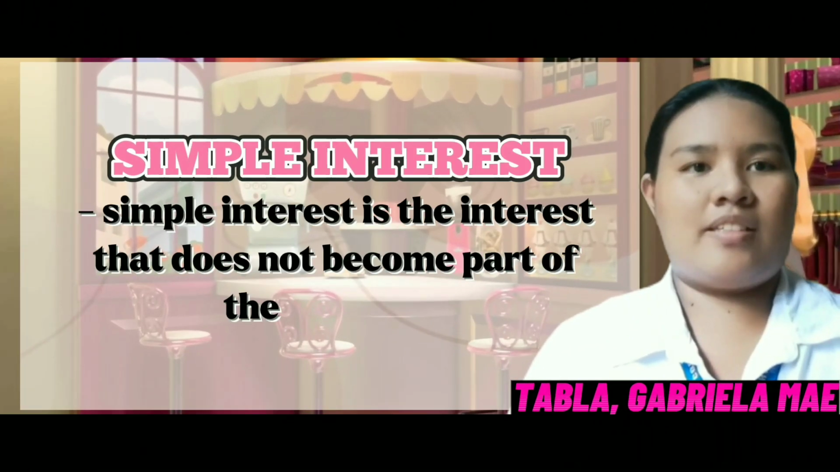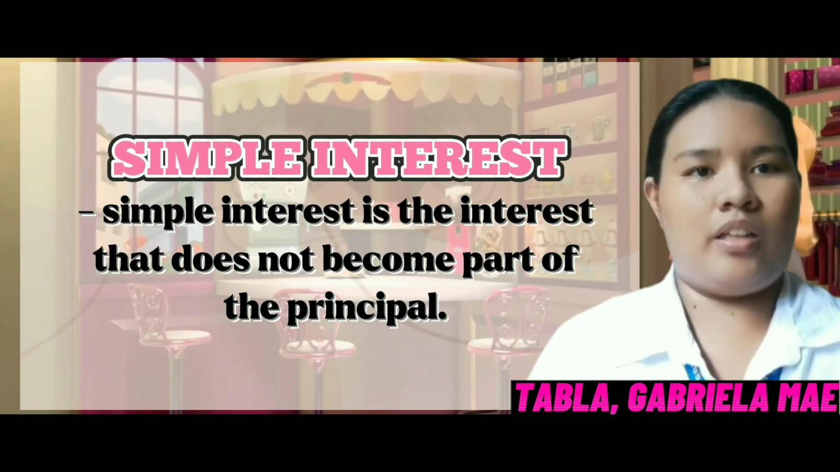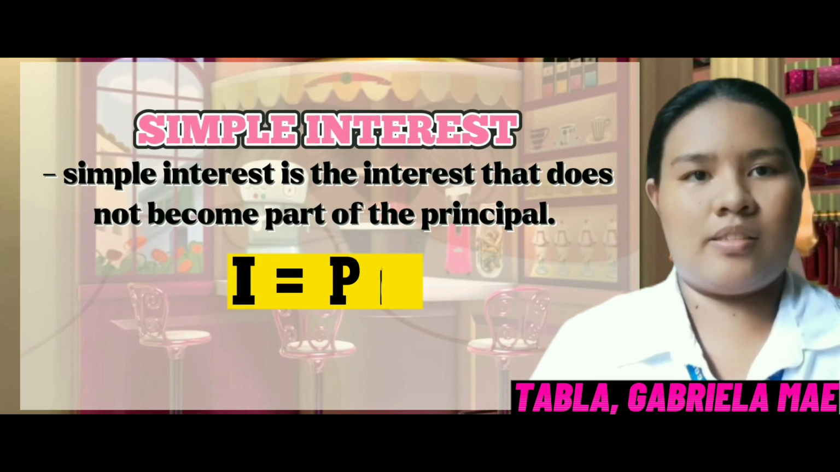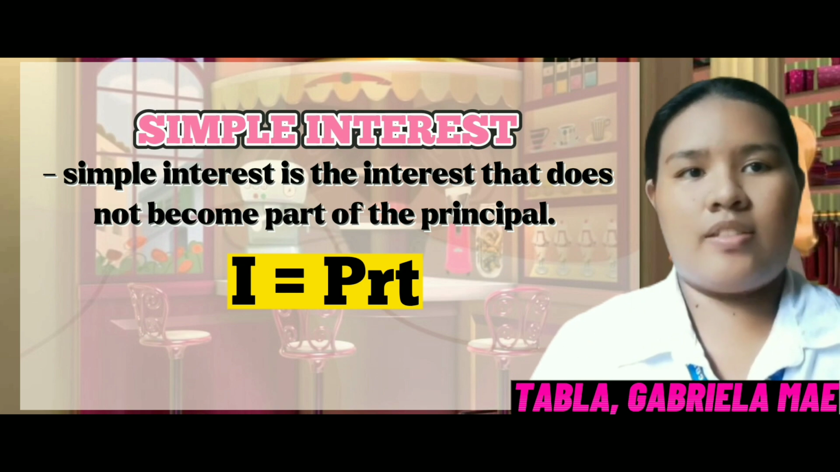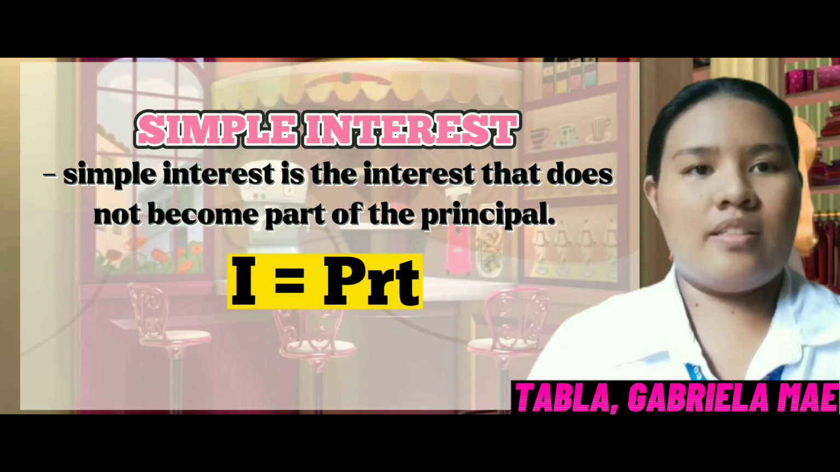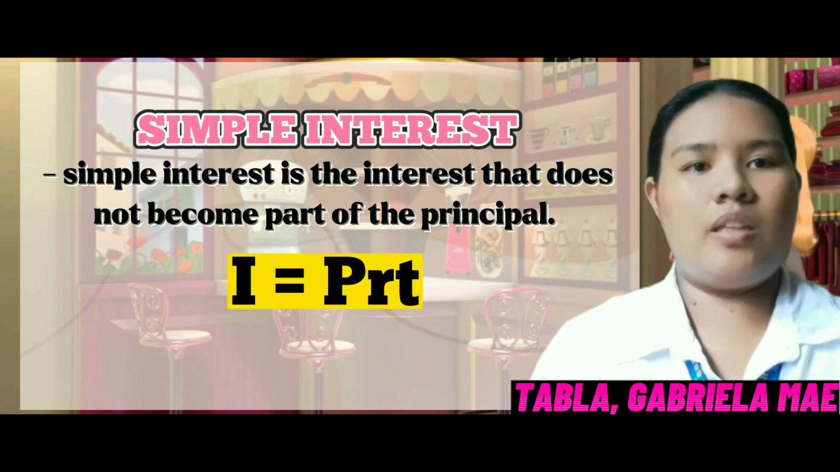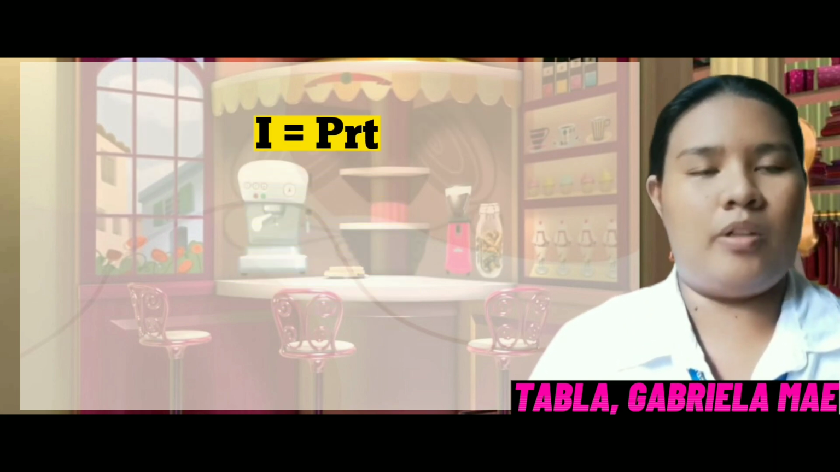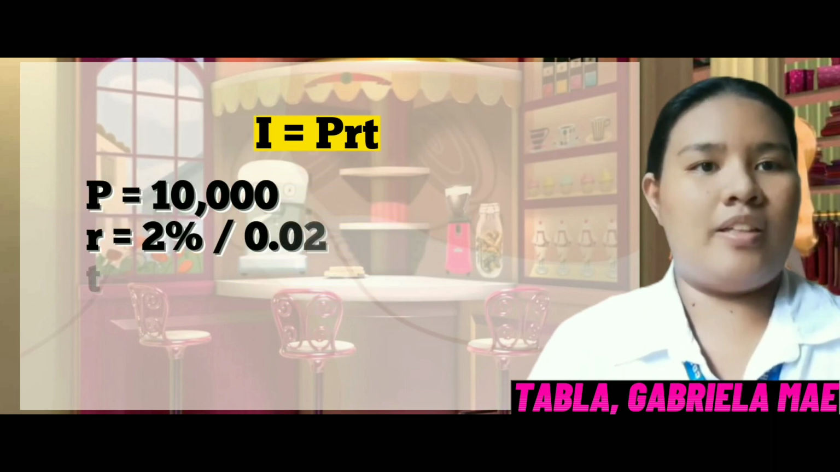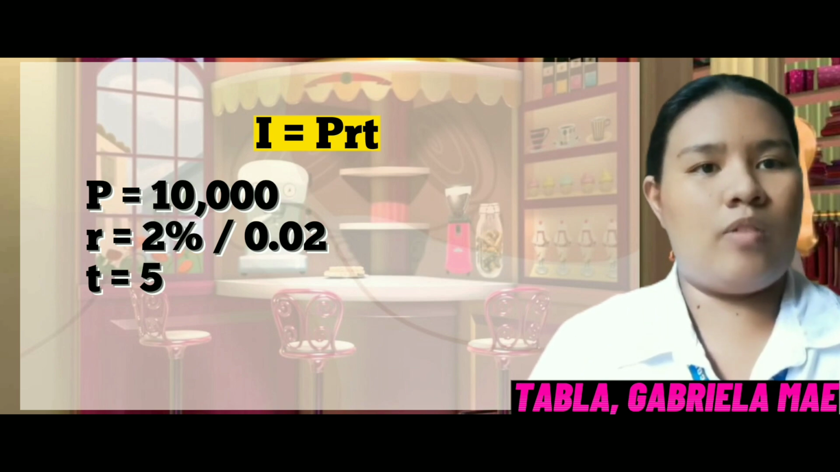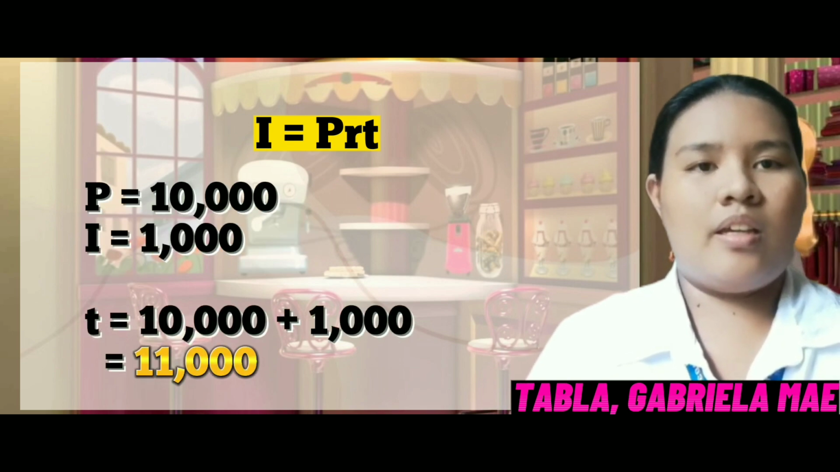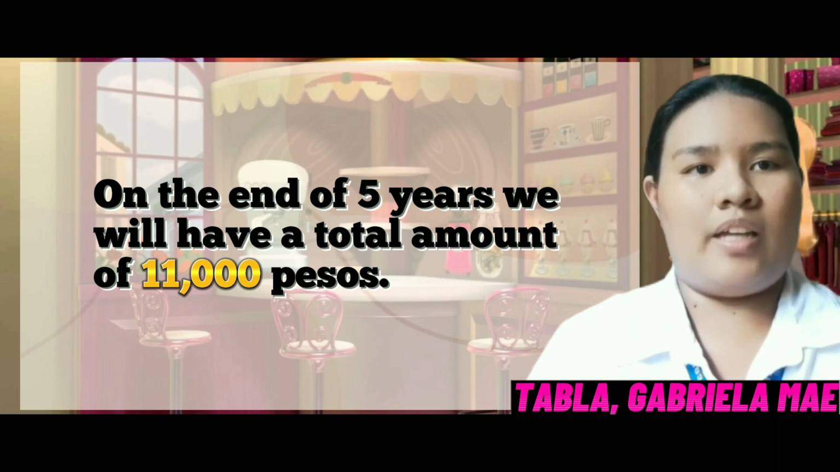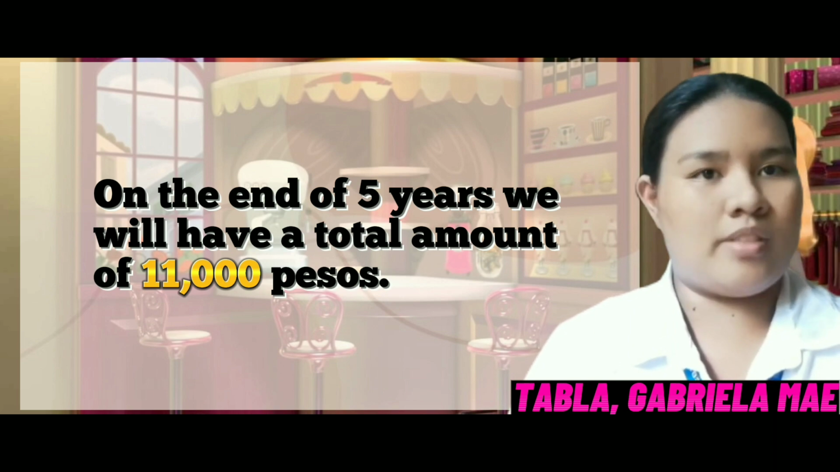Simple interest is the interest that does not become part of the principal. The formula is I equals PRT. I is the interest, P is the principal, R is the interest rate, T is the number of years. Solving the previous problem, we are going to use the simple interest formula. Principal is equal to 10,000. Rate is equal to 2% or 0.02. T is equal to 5. This is the designation and solution. At the end of 5 years, we will then have a total amount of 11,000 pesos.